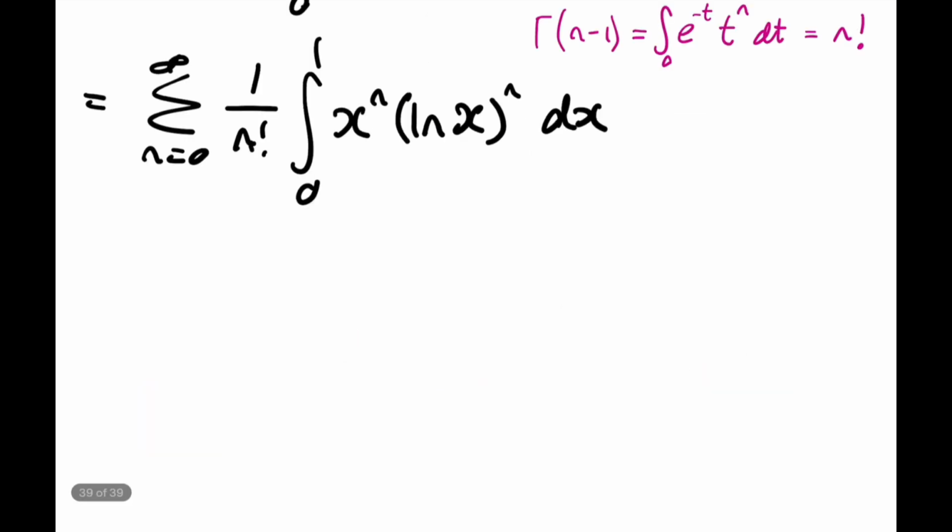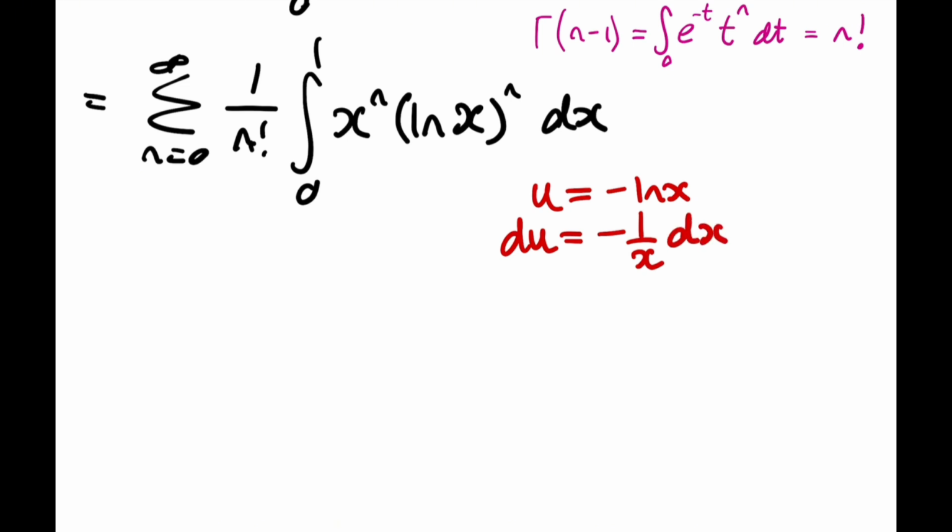So we're going to make a substitution here. Now the substitution that we're going to make is the substitution u equals negative ln of x. The reason I've chosen negative ln of x will become apparent in just a moment. So differentiating this, we get that du is equal to negative 1 over x dx. Also from this, if u is equal to negative ln of x, this implies that x is equal to e to the power of negative u.